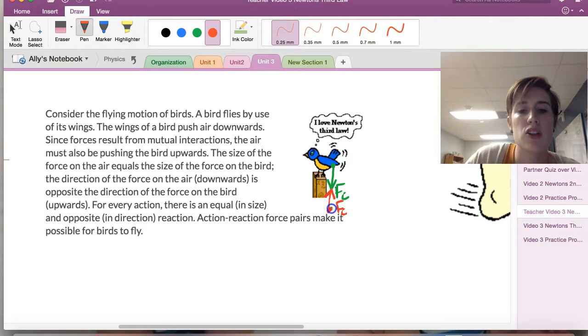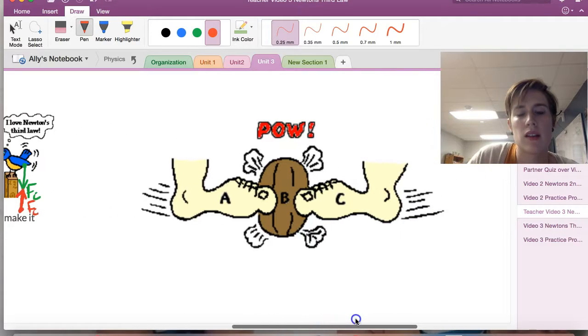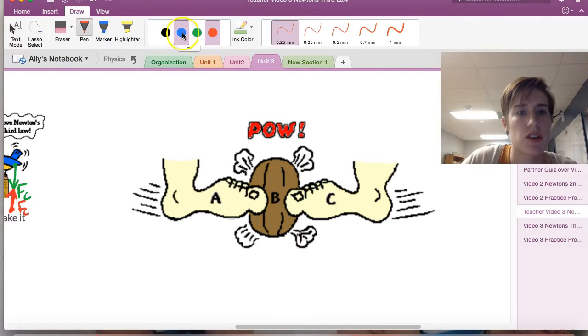And so when the air is pushing back up on the bird, it helps the bird to stay afloat. So for every action, there's an equal and opposite reaction. These are called action-reaction force pairs, okay? How many action-reaction force pairs are there in here?